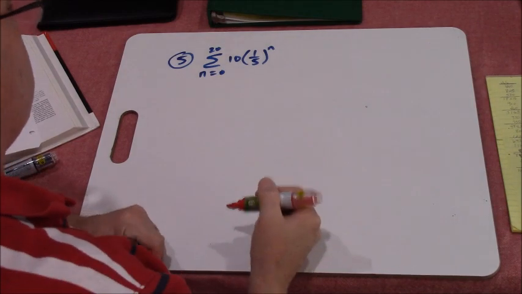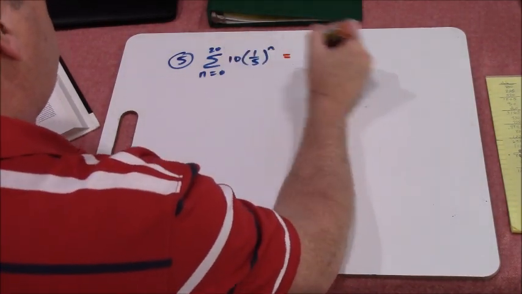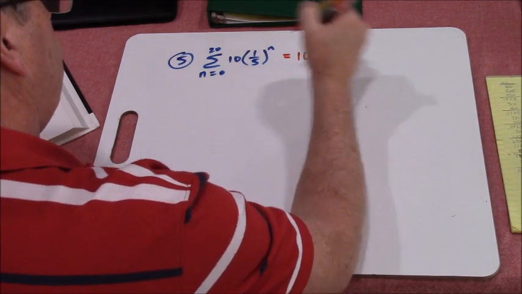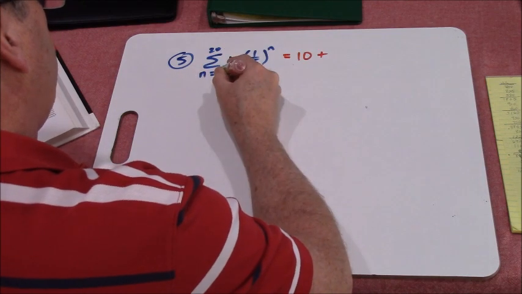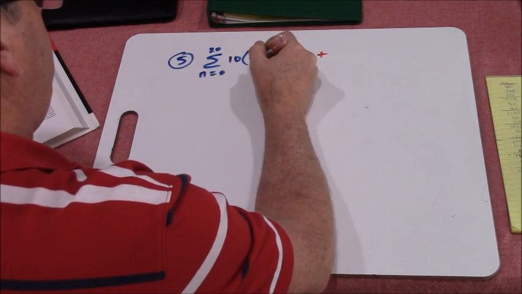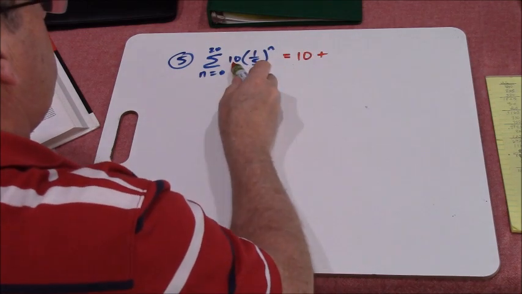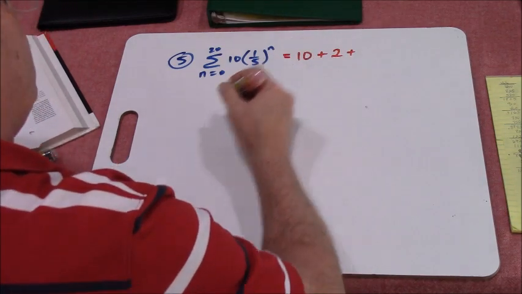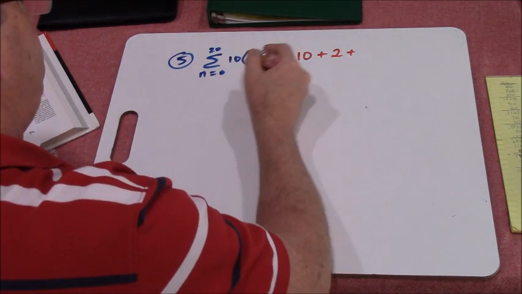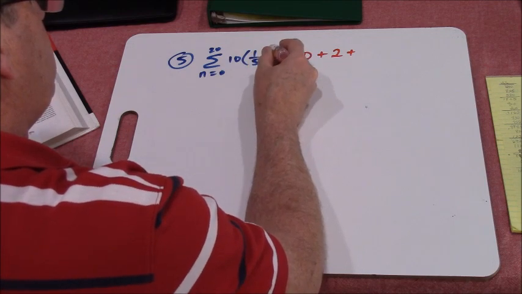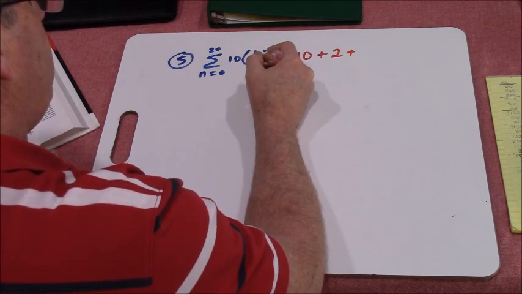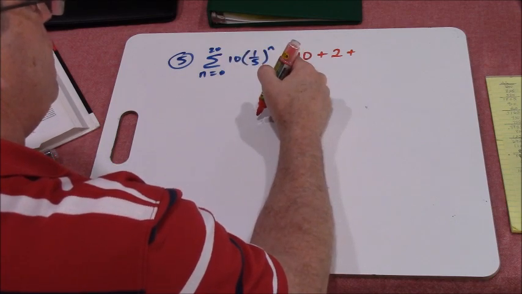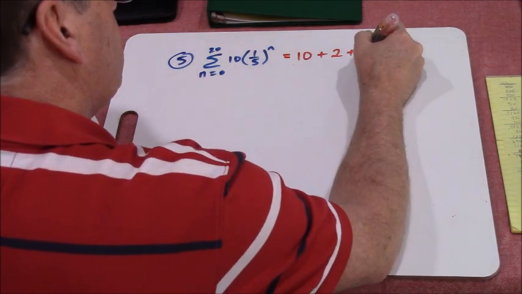All right, so I'll just start by saying if I plug in a 0, anything to the 0 power is 1, times 10, that's 10. And then I'm going to let n equal 1. So if I put a 1 in there, I've got 1/5. 1/5 times 10, that would be 10/5, which is 2. And then if I plug in a 2, I would have 1/5 squared, that's 1/25. Times 10, that would be 10/25. And that reduces down to 2/5.